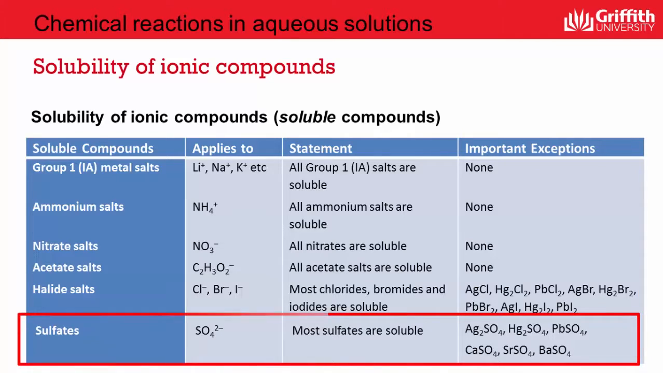Most sulfate salts are also insoluble, again the exception being the big 3 there of mercury, silver and lead, and we've got 3 additional ones as well. You can see that calcium sulfate, strontium sulfate and barium sulfate are insoluble in water as well, and they are the heavier group 2 metal sulfates. So calcium, strontium, barium all being group 2 metals that lie below magnesium in the periodic table.